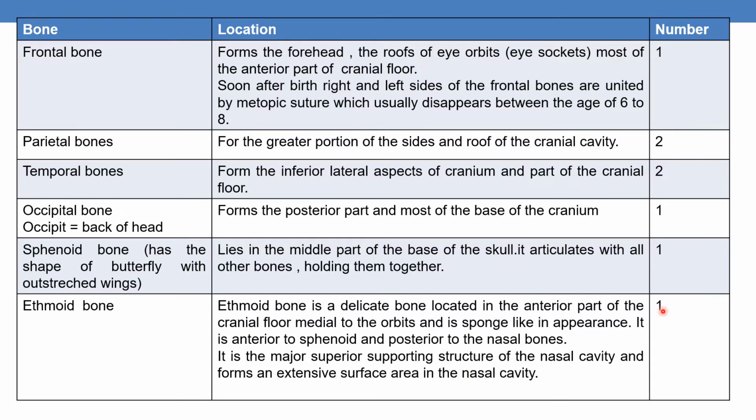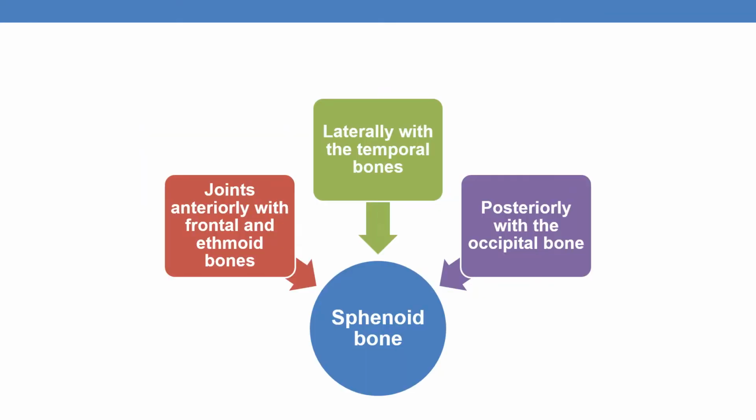The number is 1. So in general there is 1 frontal bone, 2 parietal bones, 2 temporal bones, 1 occipital bone, 1 sphenoid bone and 1 ethmoid bone. Altogether there are 8 cranial bones. As we discussed earlier, the sphenoid bone articulates with all other bones. It joins anteriorly with the frontal and ethmoid bones, laterally with the temporal bones and posteriorly with the occipital bone. It is the major bone which joins with all other bones and holds them together.